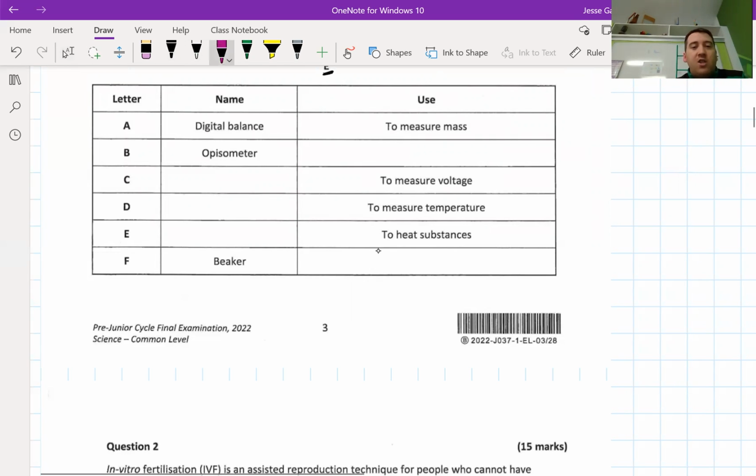Okay, this is what you should have. Digital balance, this is done for you already. It measures mass. Opisometer, what do we say that was for again? This is to measure the length of short curved lines. What about measure voltage? Well, that would be a voltmeter. Well done if you said that. Measures temperature, that would be our thermometer.